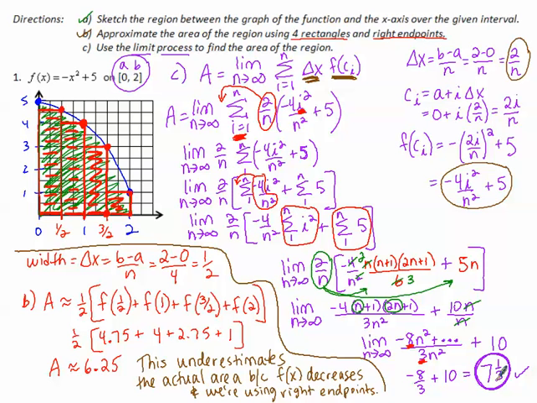Compare it to the estimation that we did in part B. We said this estimation was supposed to be an underestimation, and it is. This is under the actual area. Not by much, but it is slightly under.